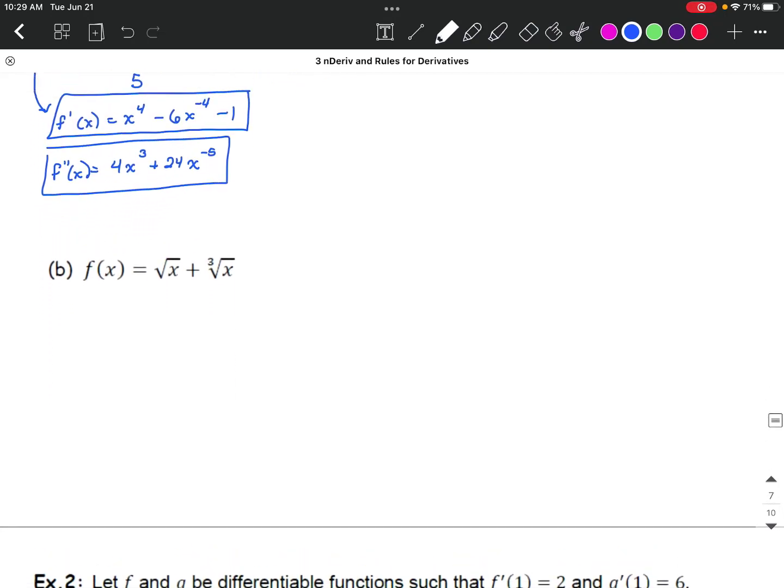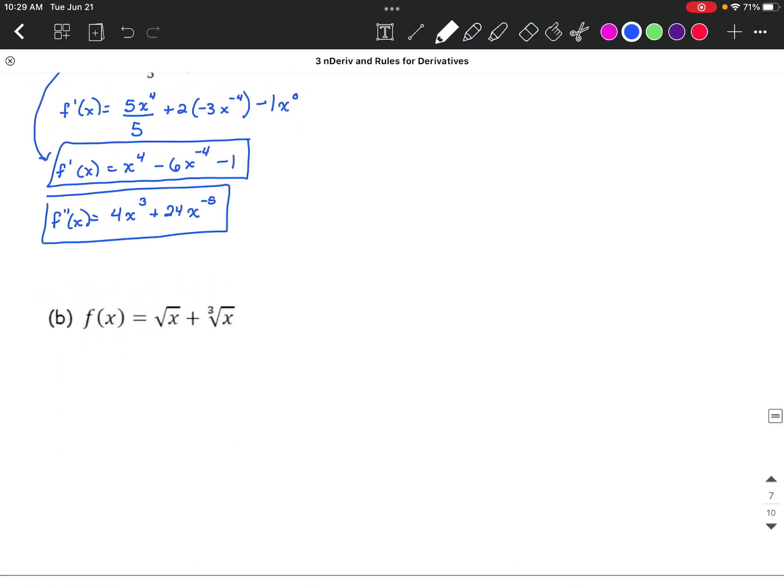Now here's another example. This time we have f of x is the square root of x plus the cubed root of x. Before you take the derivative, you need to rewrite this. The square root of x is x to the 1/2. And the cubed root of x is x to the 1/3. There's that basic algebra that's going to trip you up. We have done no calculus yet. That is not f prime of x, that is still f of x. All we did is rewrite the function.